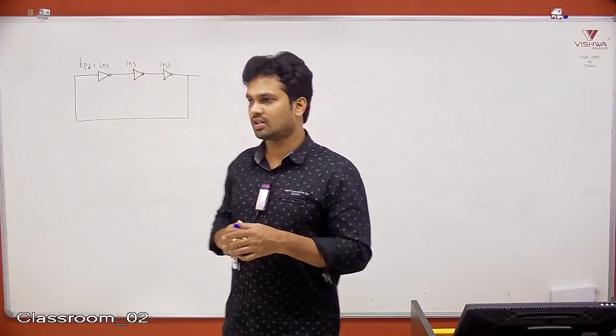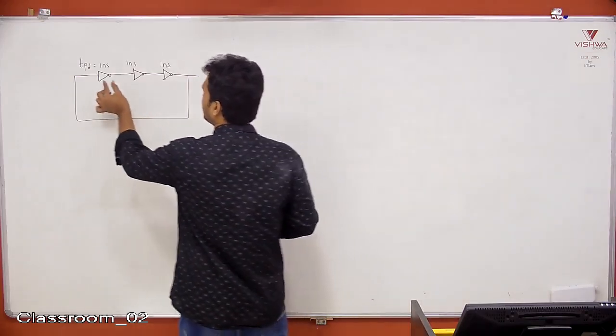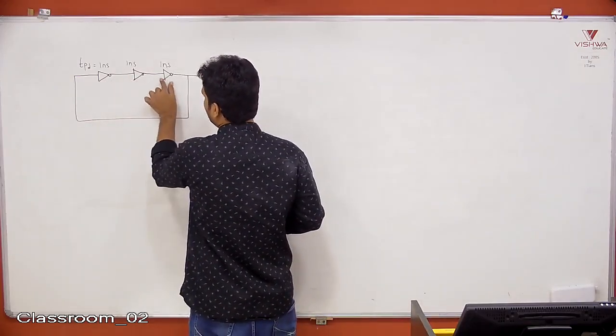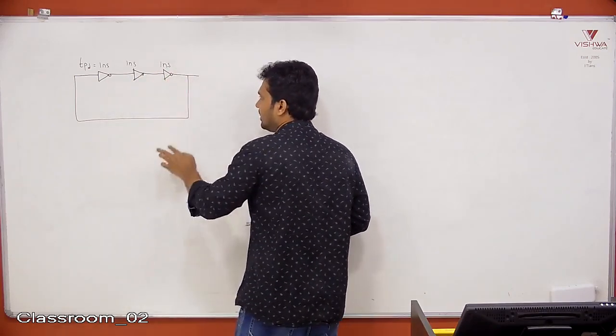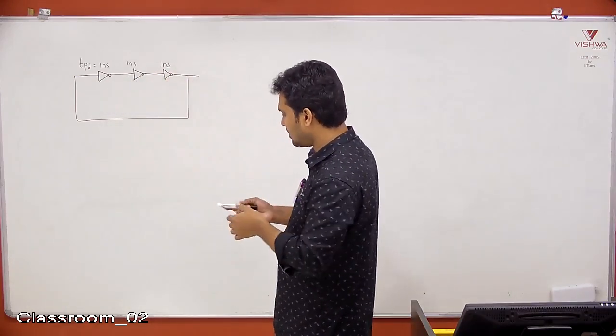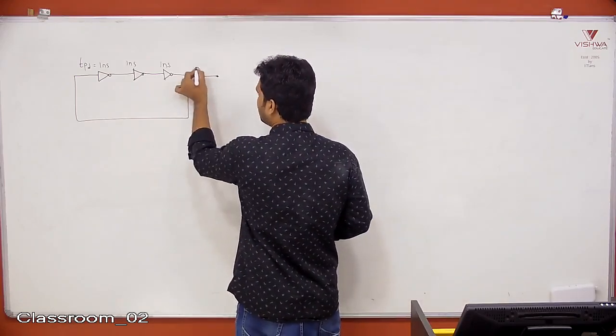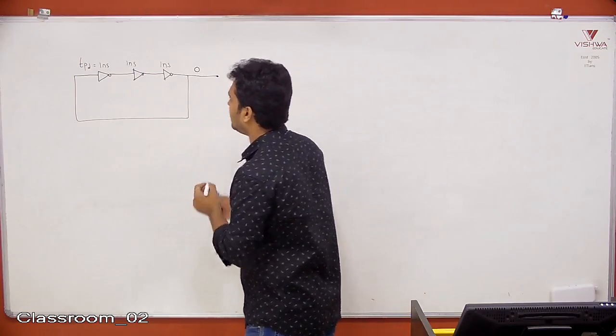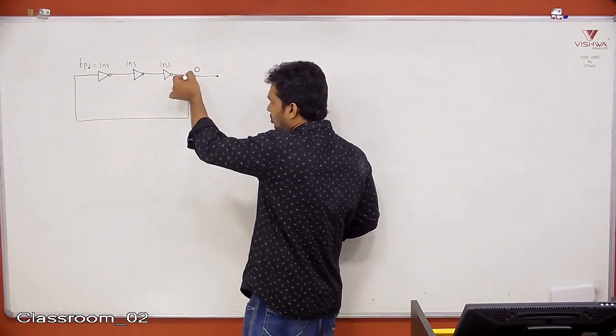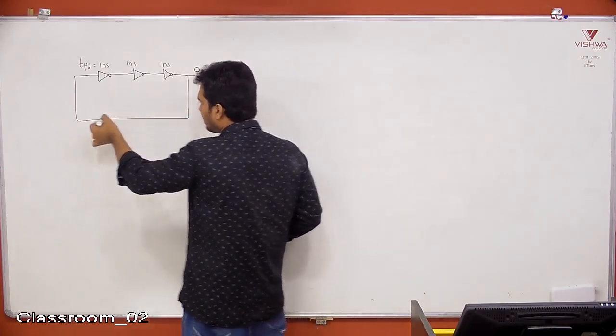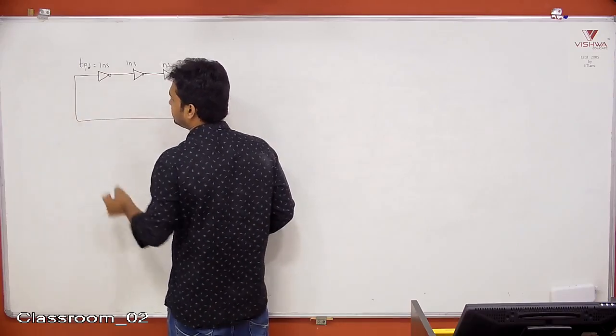Say for example, each inverter is having a propagation delay of 1 nanosecond. Then you have connected 3 gates like this. What happens? Let us analyze. Assume initially your output is at 0. It can be at 0 or 1, I am assuming it as 0. Now this loop or this wire will go back, and what is the input here? 0.